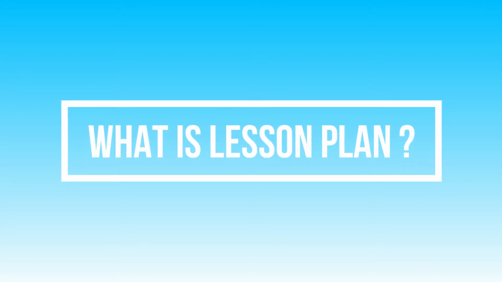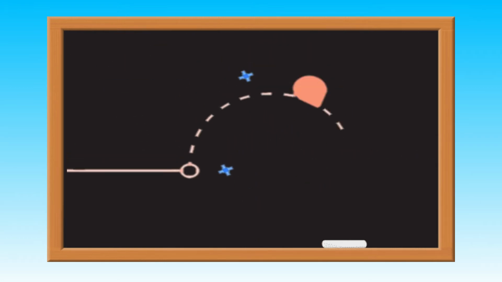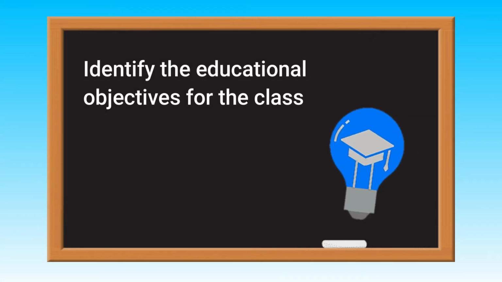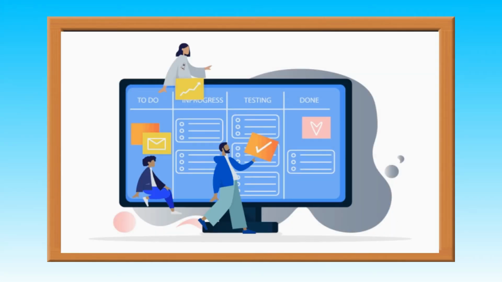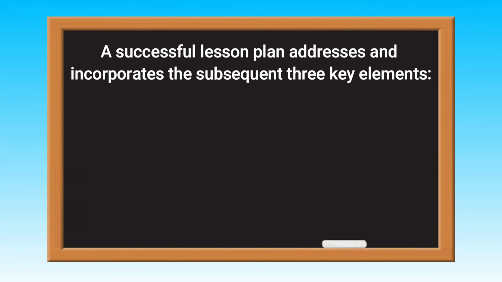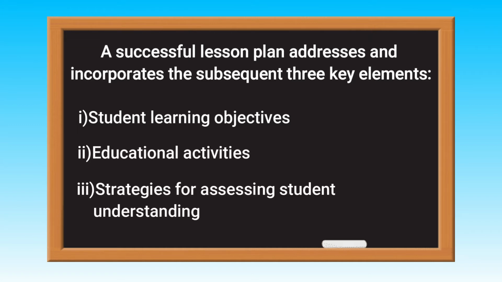So, what exactly is a lesson plan? A lesson plan is the instructor's roadmap of what students have to learn and the way it will be done effectively during the class time. Before you propose your lesson, you may have to first identify the educational objectives for the class. Then, you can design appropriate learning activities and develop strategies to get feedback on student learning. A successful lesson plan addresses and incorporates the subsequent three key elements. First, student learning objectives, second, educational activities, and third, strategies for assessing student understanding.